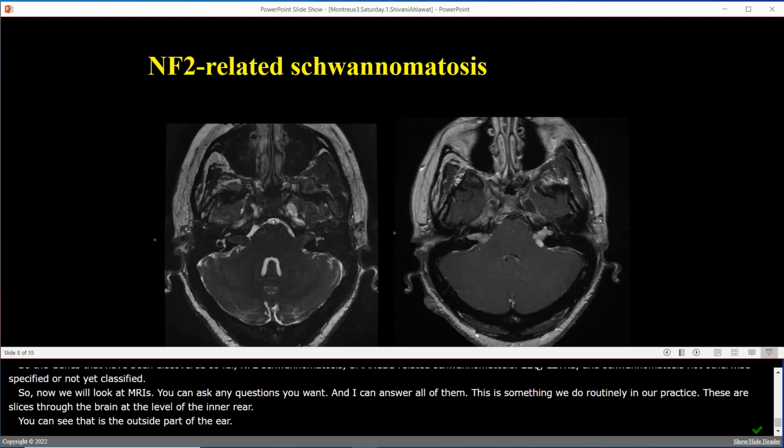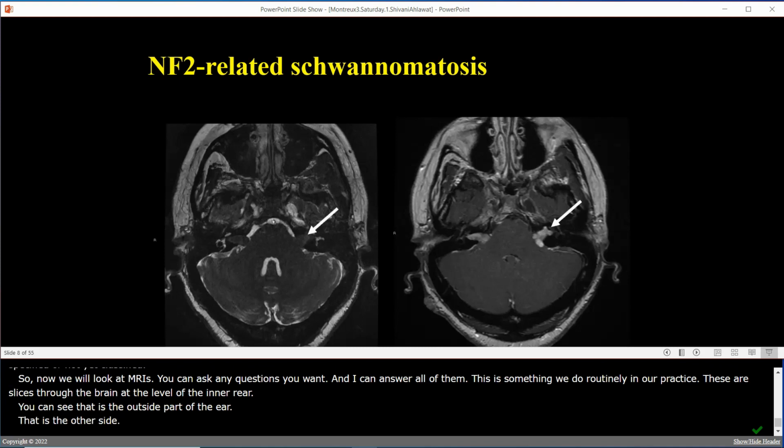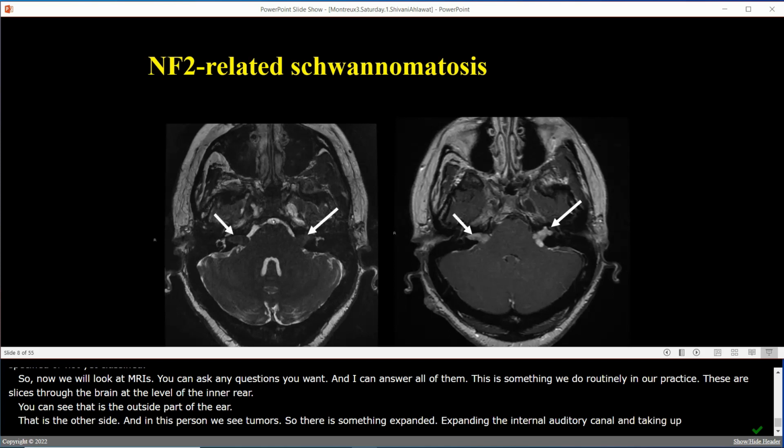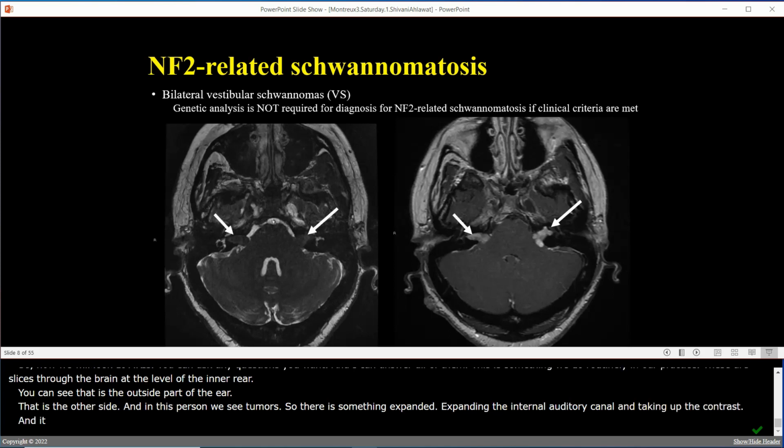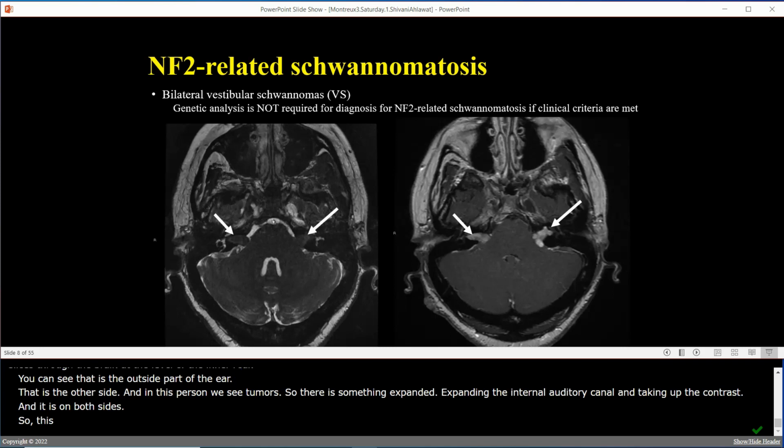This is something we do routinely in our practice. These are slices through the brain at the level of the inner ear, so you can see that's the outside part of the ear, and that's the other side. And in this person, we see some tumors. So there's something expanding the internal auditory canal, and it's taking up gadolinium or contrast. And it's on both sides. So this person has bilateral vestibular schwannomas, and that is the clinical feature associated with NF2-related schwannomatosis.